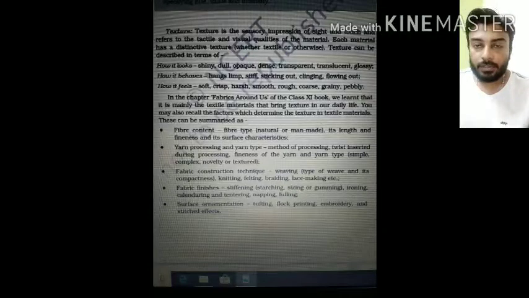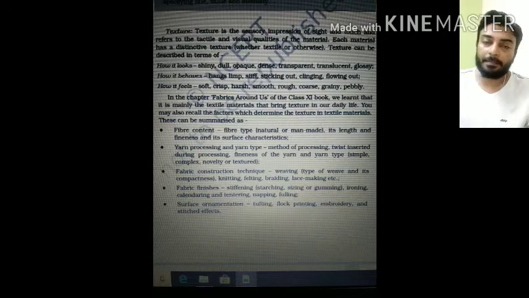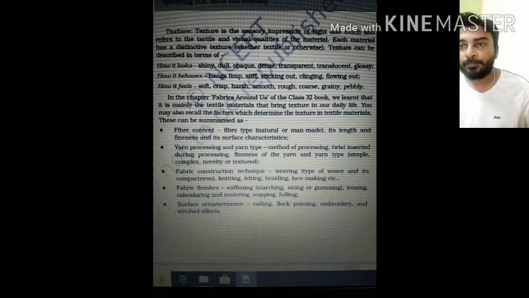Good afternoon, class. Today we are going to continue chapter number 8, the design for fabric and apparel. We have completed the previous part, so let us quickly recapitulate what we have read in this whole chapter from the first.